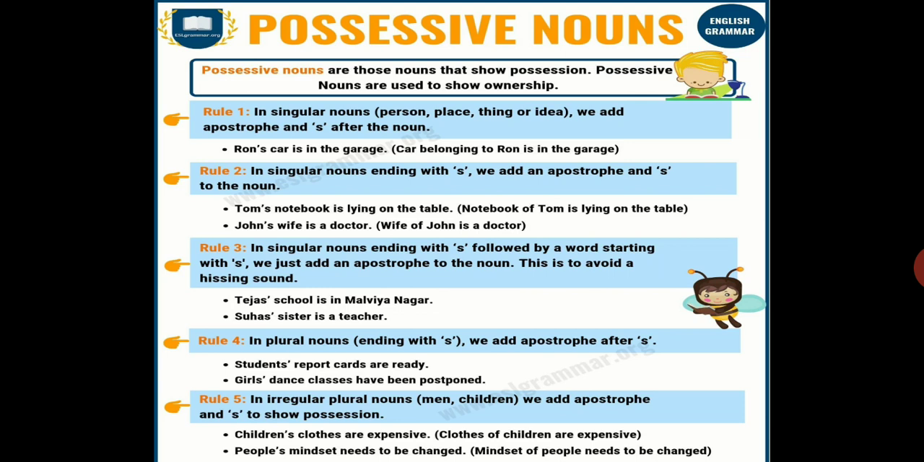And for the plural form of the nouns, we learned the two possibilities. When the nouns end with s, we use only apostrophe. And if the noun does not end with s, means this kind of nouns are called the irregular plural forms, we add apostrophe and s to show their possessions.